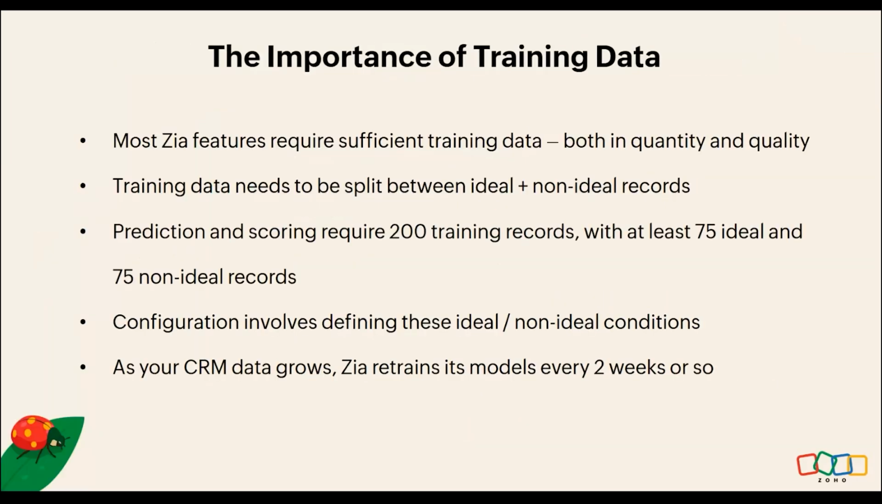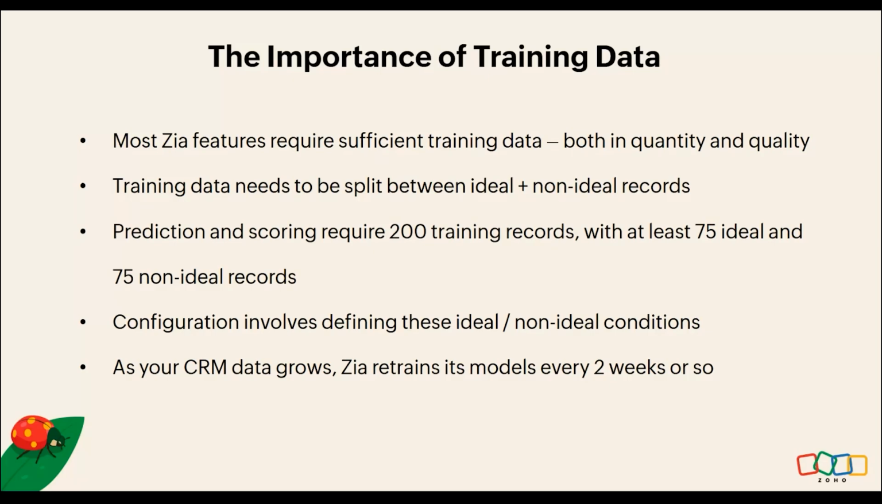Now, before jumping into the features themselves, let me just quickly take a moment to talk about the importance of training data. Most of the features that we'll be looking at today are going to require a certain amount of training data or base data for Zia to identify patterns, right? So these training records should be split between ideal as well as non-ideal records. So for example, let's say you want Zia to predict the likelihood of a deal closing, right? Then you need to give it at least a minimum of 200 deal records for it to learn from.